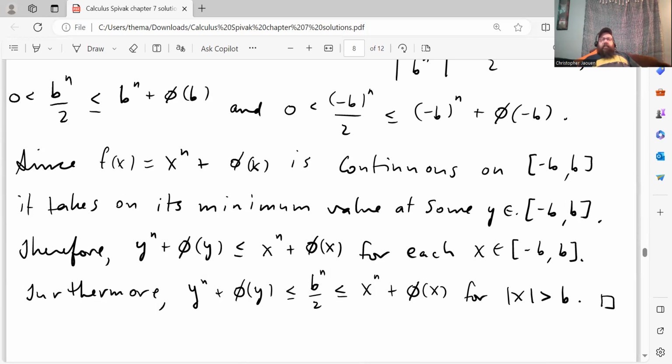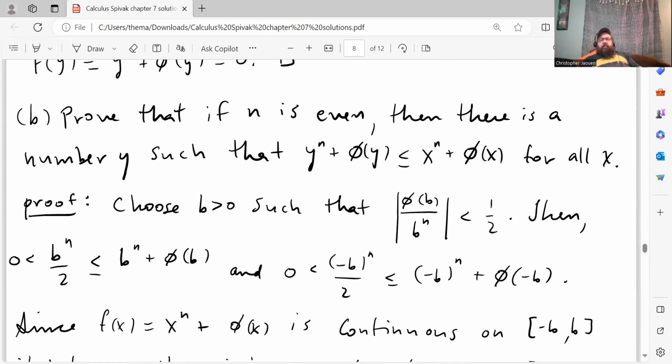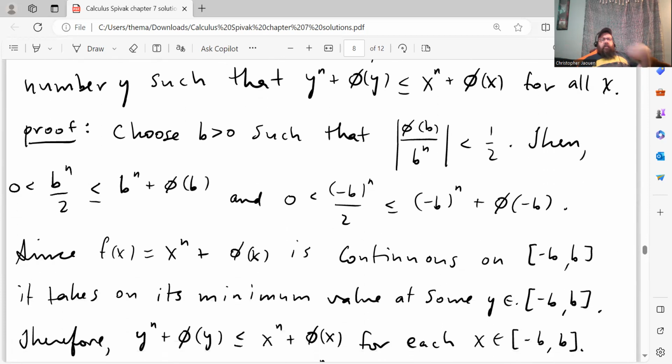Furthermore, y to the n plus phi of y is less than or equal to b to the n over 2, which is less than or equal to x to the n plus phi of x for all absolute value x greater than b, and that gives you the result. Like I said, both of these proofs are very similar to ones that he did in the chapter itself. I forgot what number of theorems they were. They were like the last two or last three theorems in the chapter.